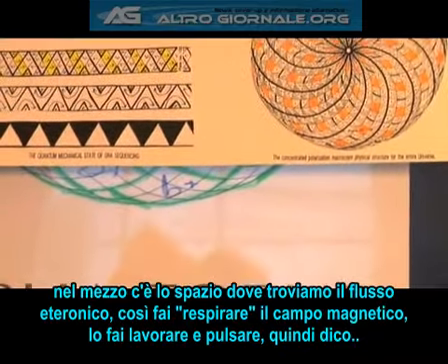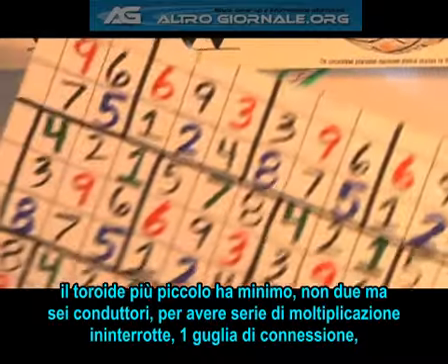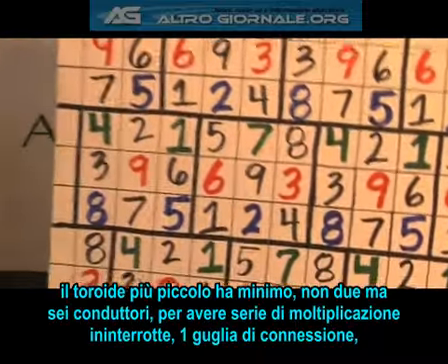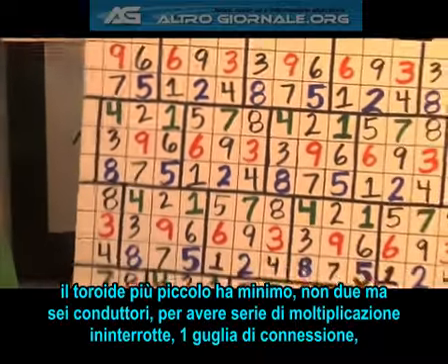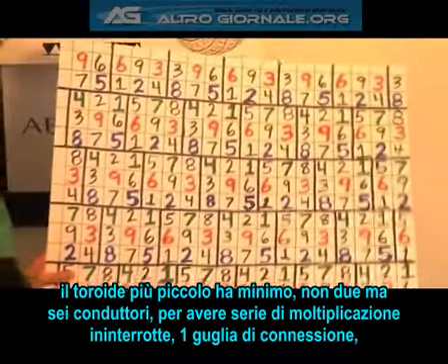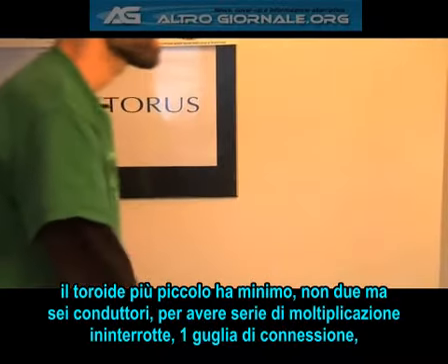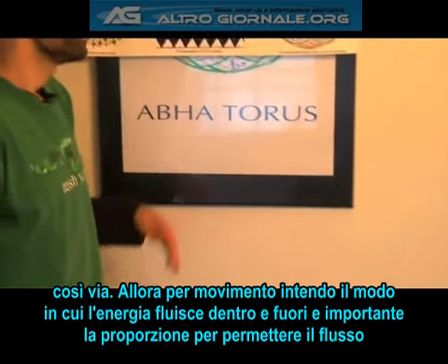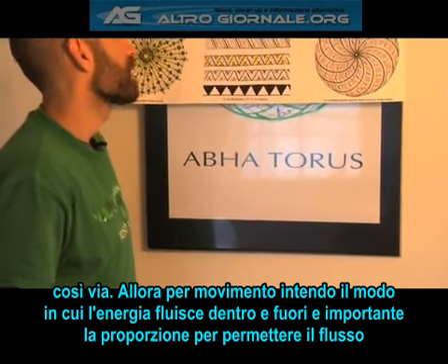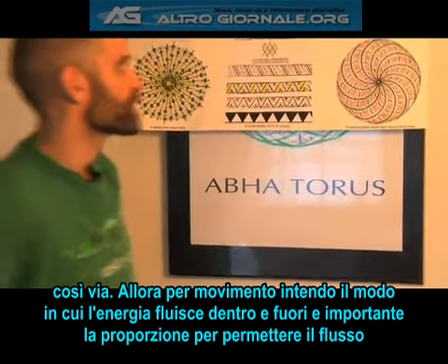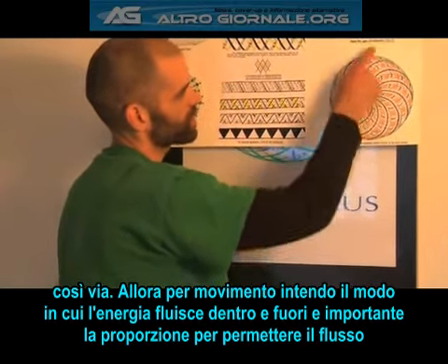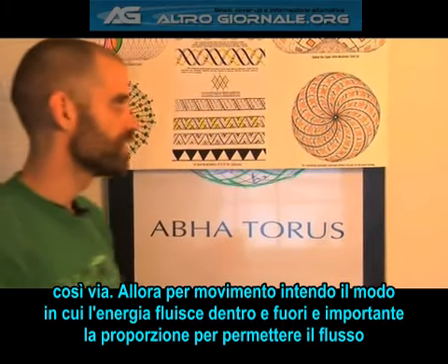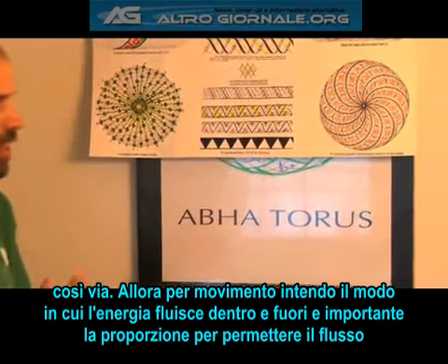I'm saying on the smallest torus you can have, it's not just two conductors. It's a minimum of 6 conductors. All right, that's the minimum you can have to have unbroken multiplication series, to have one interconnected spire, and that go up in the multiples, as I was saying. So when we talk about circuits, we're just talking about the way the energy is phasing in, the way that it's going out, and the proportion that it has to be in to allow the field to occur.